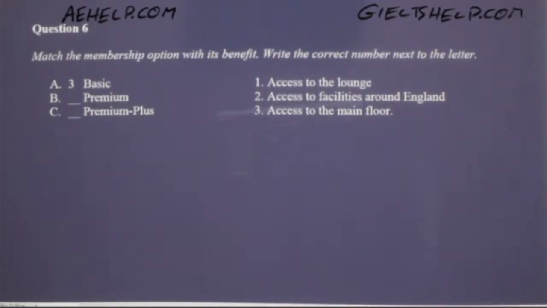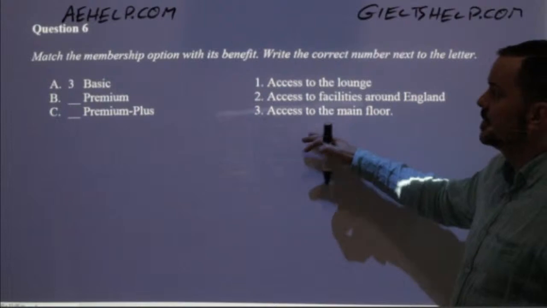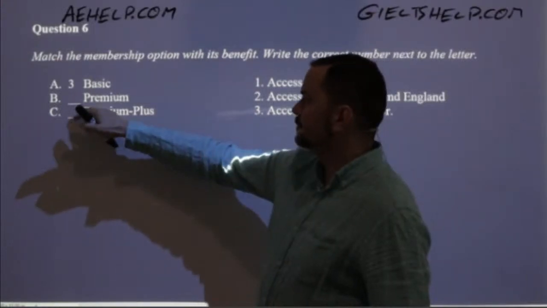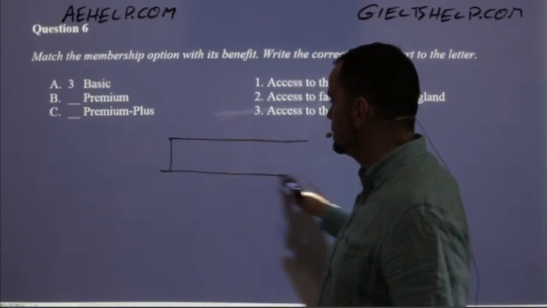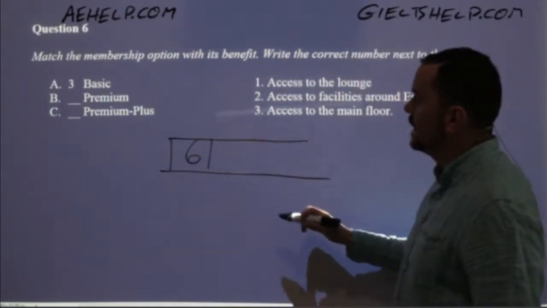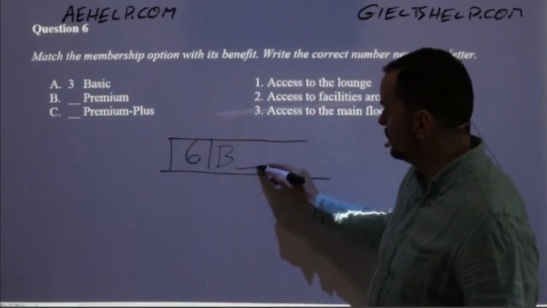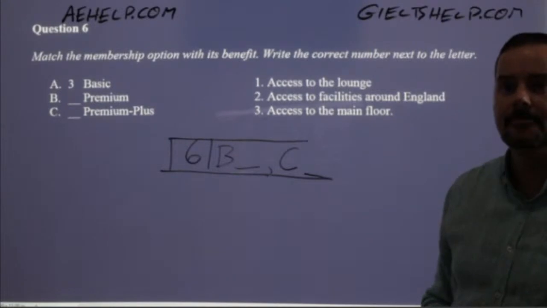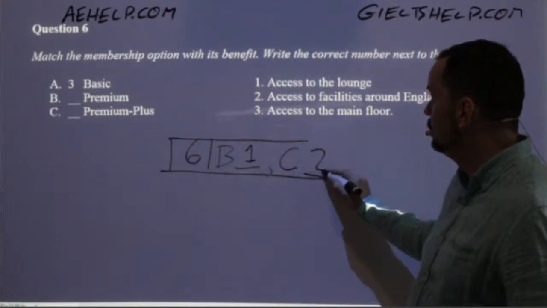Okay, so the next question was about the membership types. There are 3 types of memberships. You have one, which is the basic. Okay, basic was access to the main floor. B, here for the question 6, so in your answer sheet, it would look like this. And you'd have question 6. And what you have to do is put the letter B, and then the correct number. And then you put a comma, you put C, and then the correct number. Okay? So Surya says it's B1, C2.